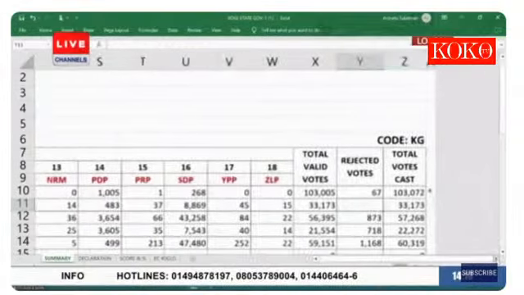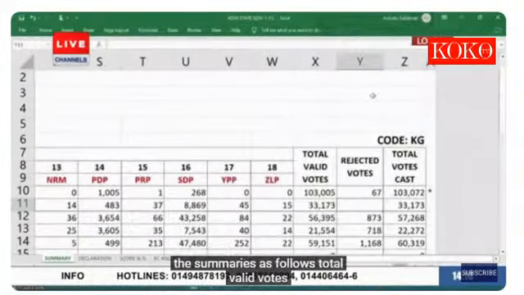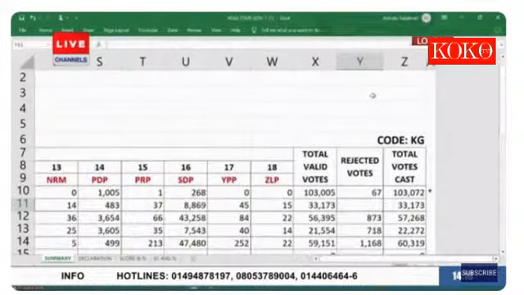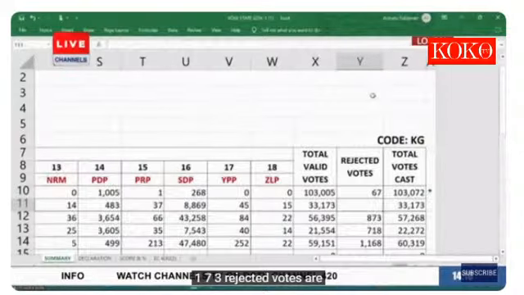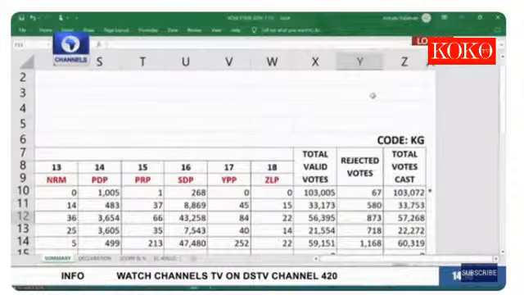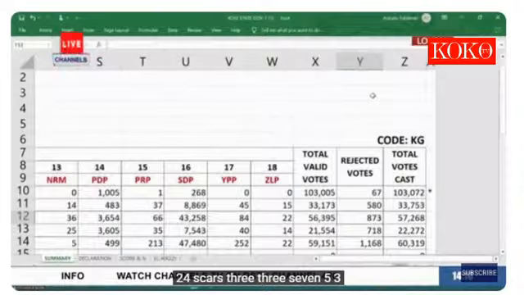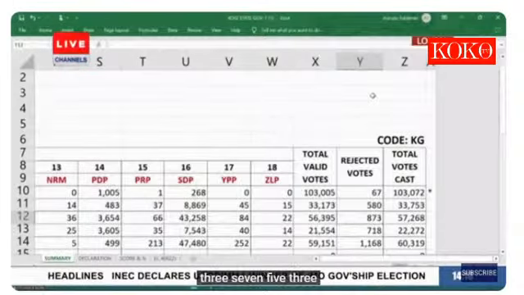The collation officer, the summaries are as follows. Total valid votes, 33173. Rejected votes, 580. Total votes cast, 33753. Thank you. Thank you very much.